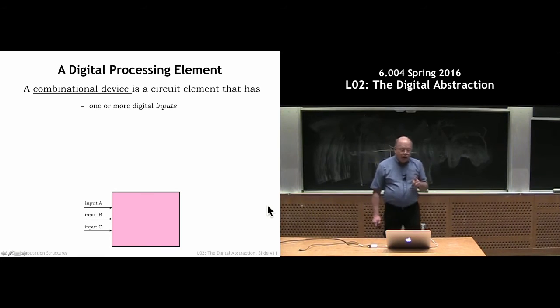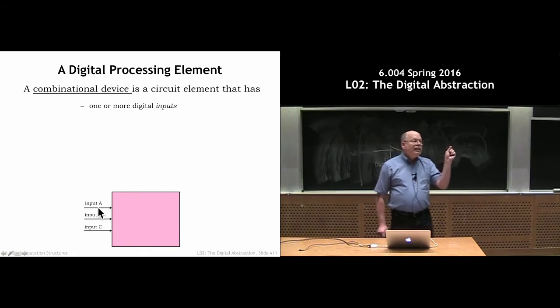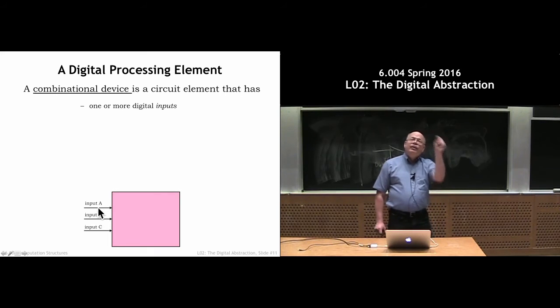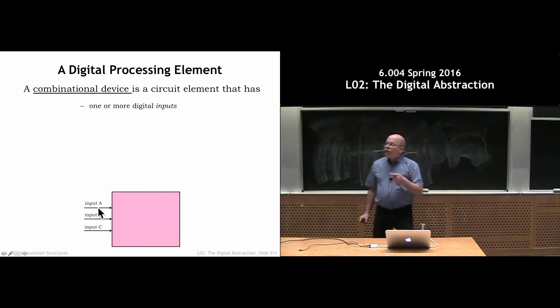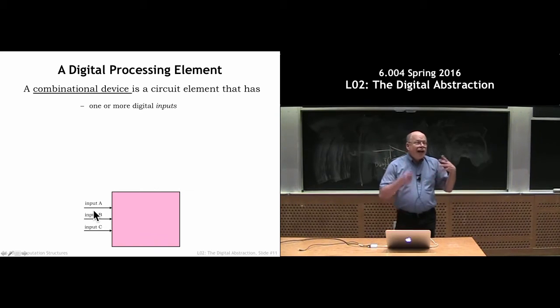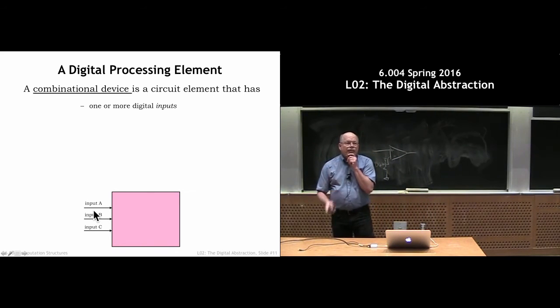Okay, they have digital inputs. Now what does it mean to be a digital input? It means that the device will take any voltage on this input wire that's less than V sub L, and it will treat it like a 0. And it will take any voltage that's greater than or equal to V sub H and treat it like a 1, and we're not allowed to ask what it does with voltages in the middle. So that's what a digital input is: a combinational device is engineered to interpret one range of input voltages as a 0 and the other range of input voltages as a 1.